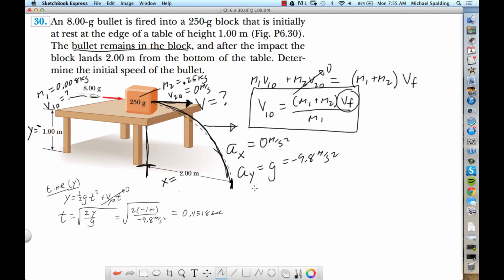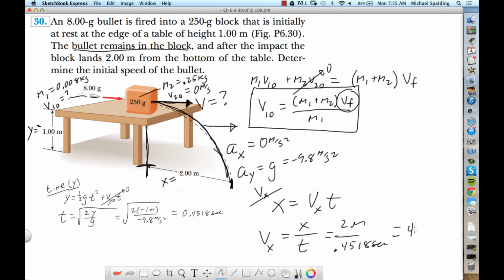Okay, so now we go to the x direction and we find Vx. There's only one x equation, x equals Vx t. So Vx is going to be x over t. The x is 2 meters. We now have the time. So now this is 4.427 meters per second. That is this. So you plug that in up there. The initial velocity of the bullet, when you plug it all in, comes out to be about 142.8.